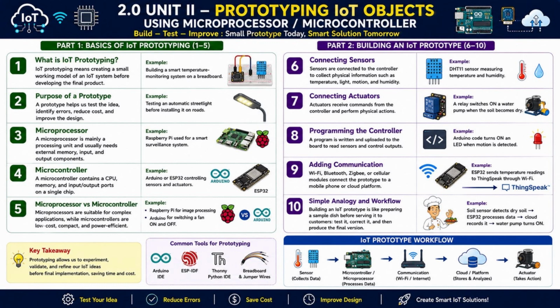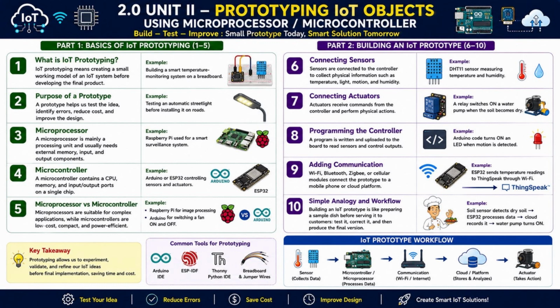Building an IoT prototype is just like preparing a chicken curry. Before serving it to the customers, we will test it, we will taste it, and if there is a mistake, we will correct it, and then only we will produce it on a large scale as the final version. So our topic here is prototyping IoT objects using microprocessors or microcontrollers. One by one, we will see what is prototyping and what is IoT prototyping.